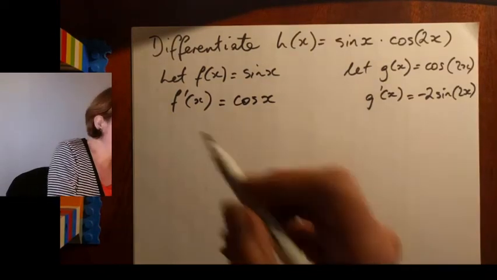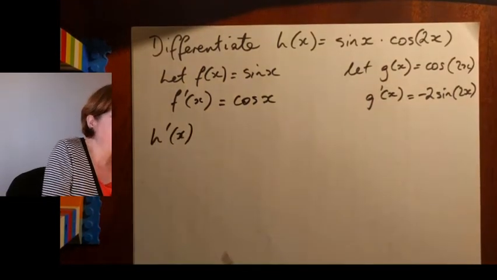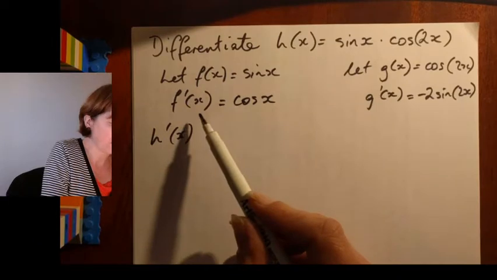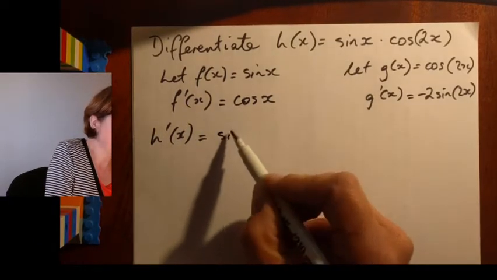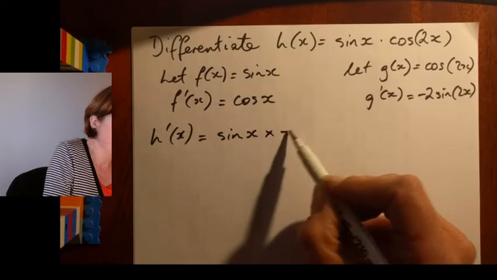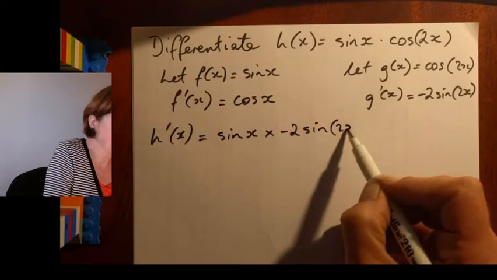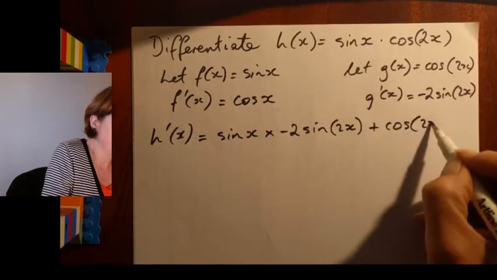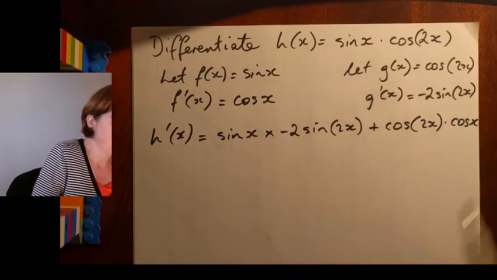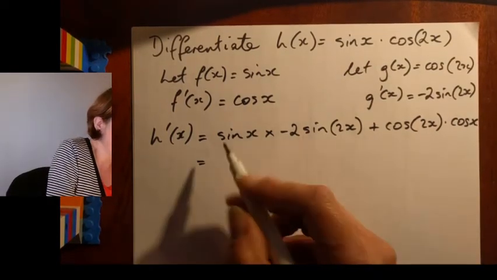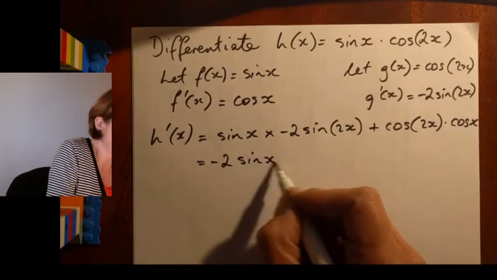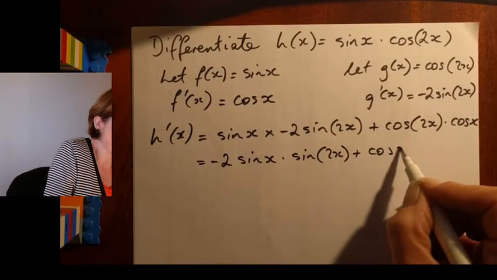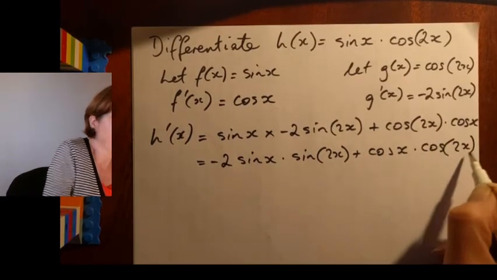And now I need h dash of x. It's going to be f of x times g dash and g of x times f dash. So it's going to be sine x times negative 2 sine of 2x plus cos of 2x times cos of x. I can't really simplify this, but I want to rewrite this line as negative 2 sine x times sine of 2x plus cos x times cos of 2x. And I'm done.